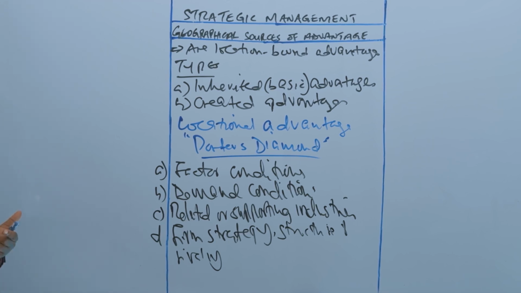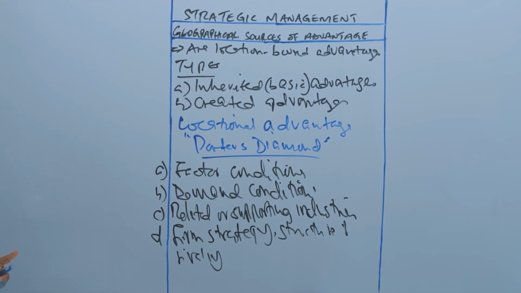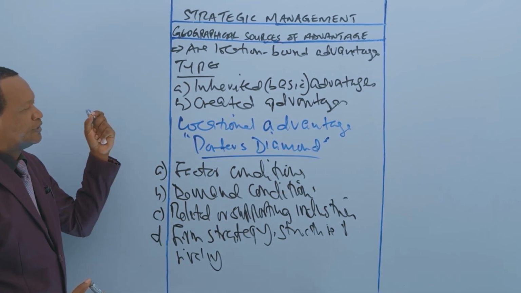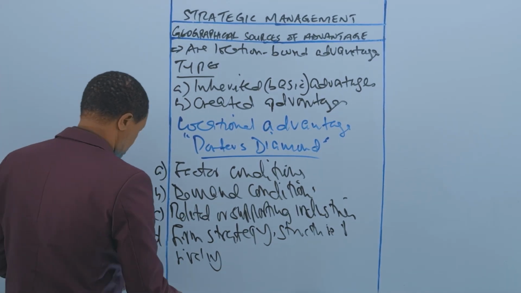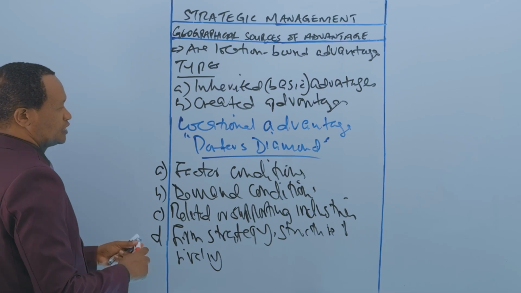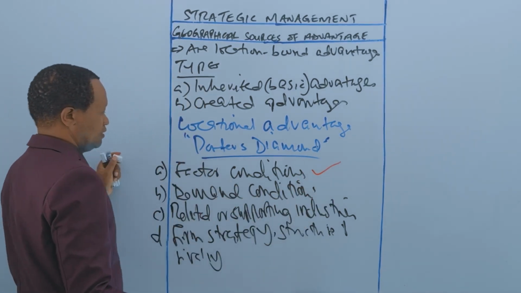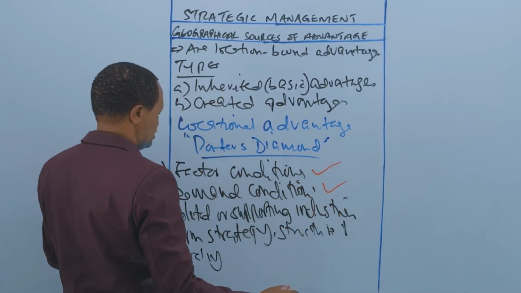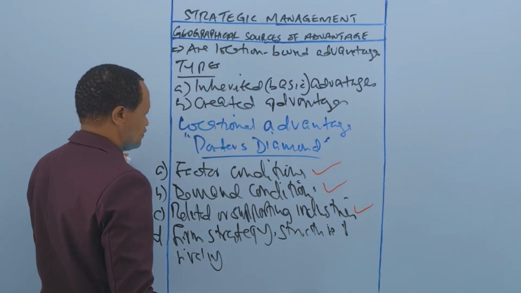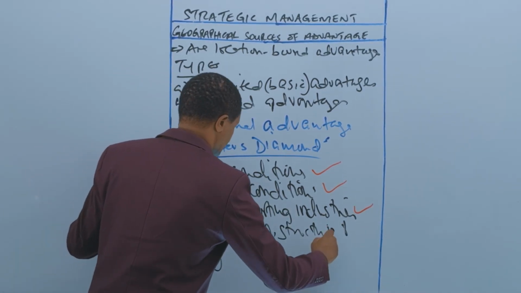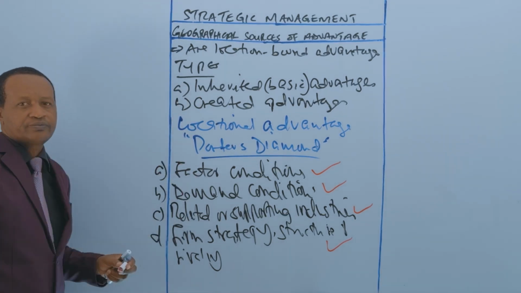To understand why a specific location provides an advantage, we use Michael Porter's diamond model, where we talk about the factor conditions. We have the demand conditions. There is the related or supporting industries. Then, of course, we have firm strategy and structure, and also rivalry.